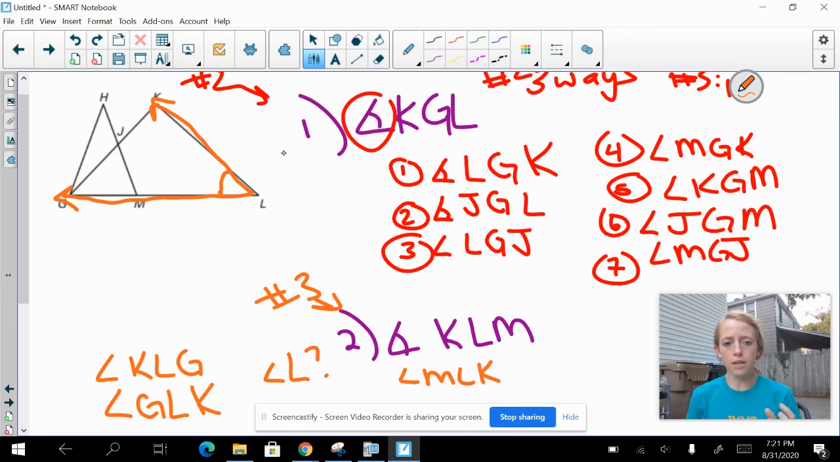Could you name it with just angle L? Does vertex L, point L, share any other angles that are in the diagram? No. So there's no ambiguity, so we can name it with just angle L. Point L represents just one vertex of an angle in this diagram.